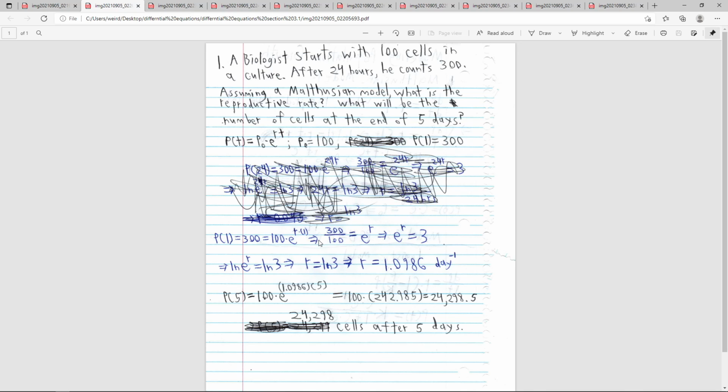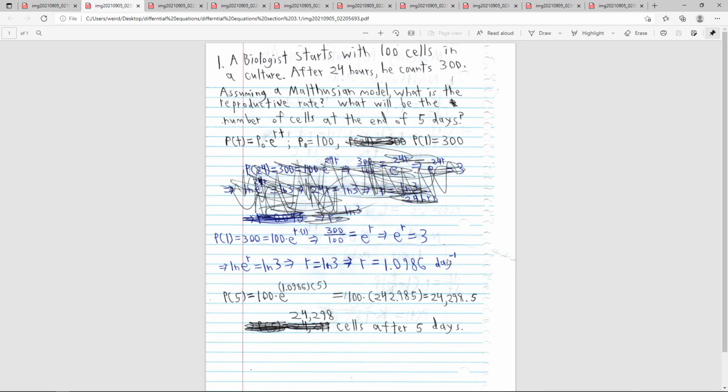We just divide by 100 to get e to the r equals 300 divided by 100, so e to the r equals 3. We take natural log of both sides to get r equals ln 3, and that's approximately equal to 1.0986. I add in the unit day to the -1 just to distinguish it. It's a rate, so it's per day.